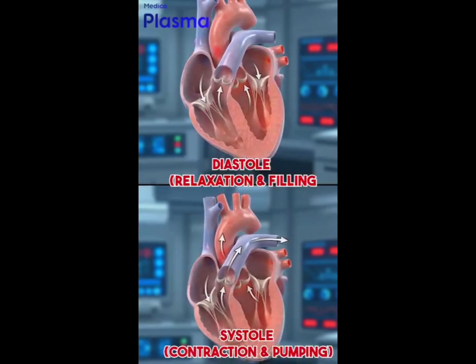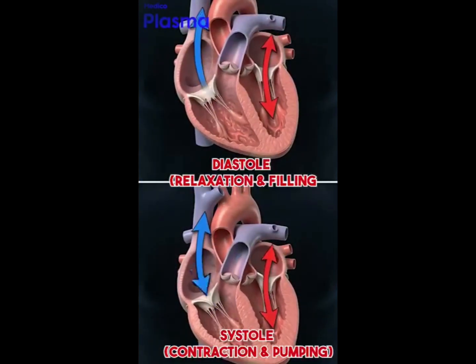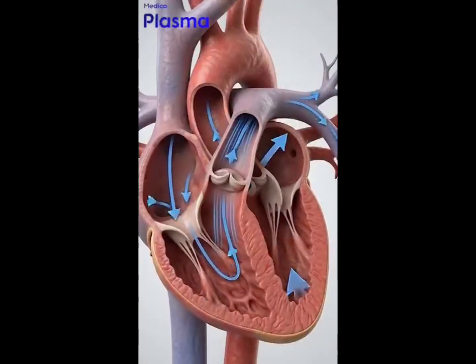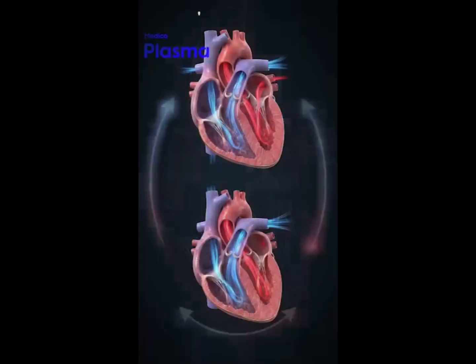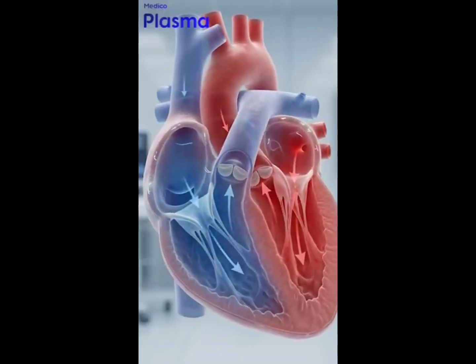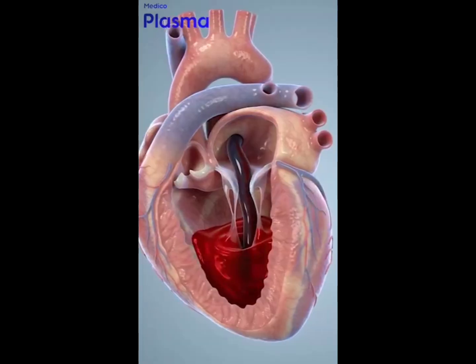The cardiac cycle consists of 2 major phases: diastole, the relaxation and filling phase, and systole, the contraction and ejection phase. These phases work together to maintain effective cardiac function and continuous blood flow. The cycle begins with ventricular diastole, during which the ventricles are relaxed and filling with blood.